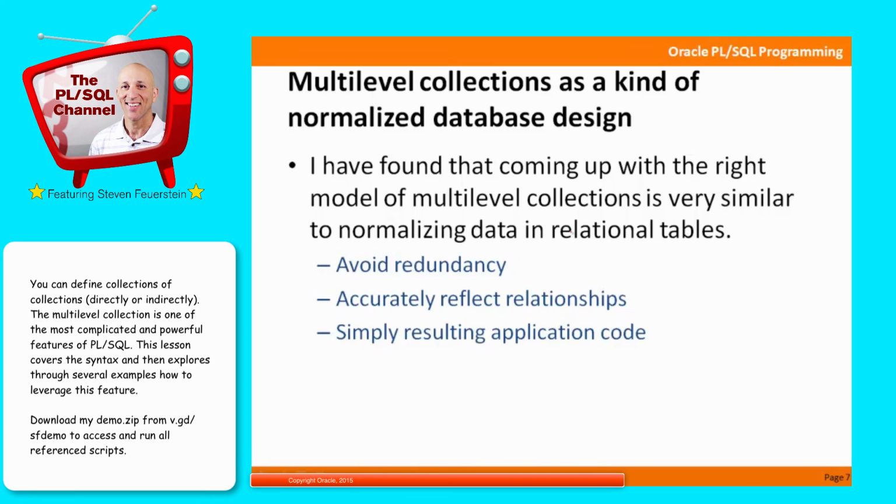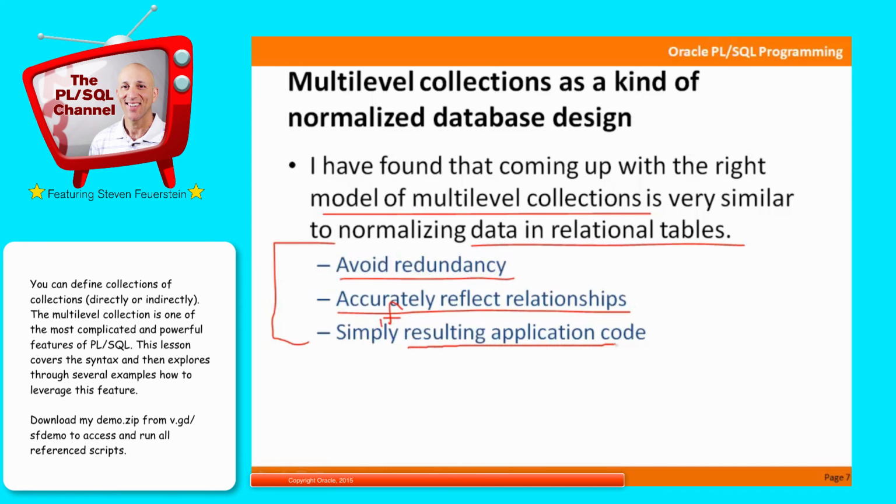And I found that coming up with the right model of multi-level collections, is it a 3-level collection, is it a 2-level collection, a 4-level collection, is similar to normalizing data in relational tables. In other words, you want to go for the same objectives. I want to avoid redundancy. I want to accurately reflect the relationships between my data. And I want to simplify the resulting application code.